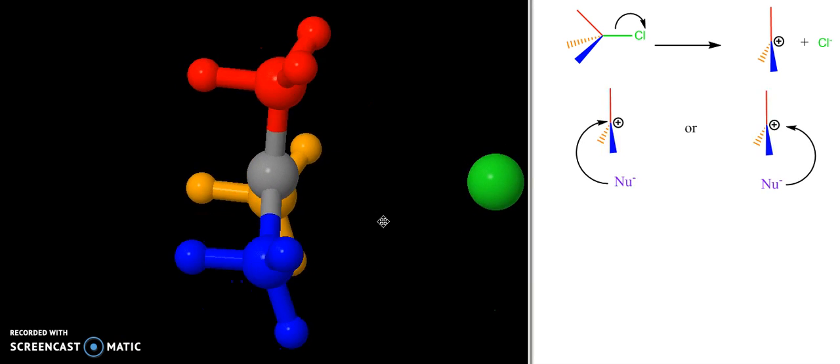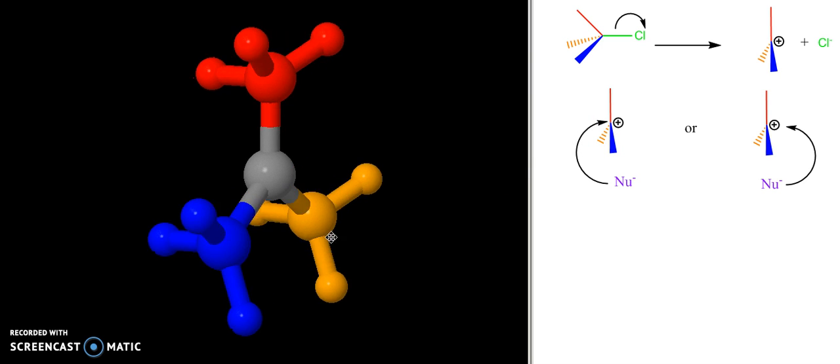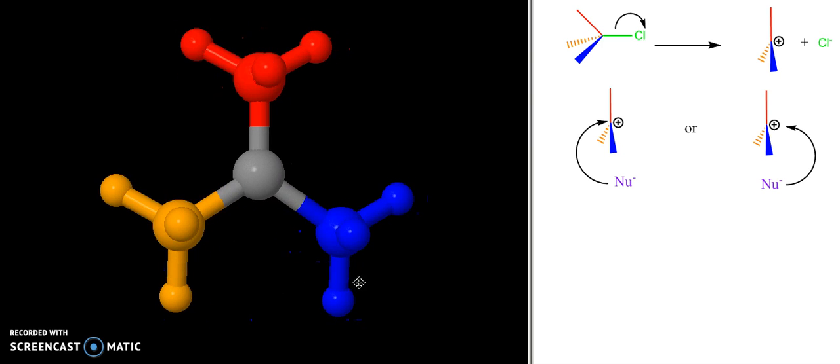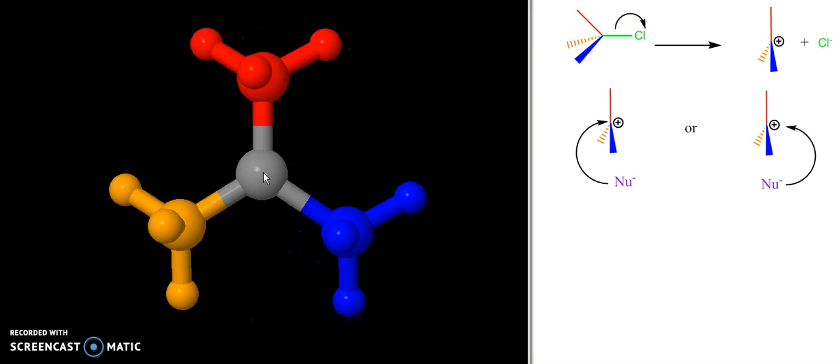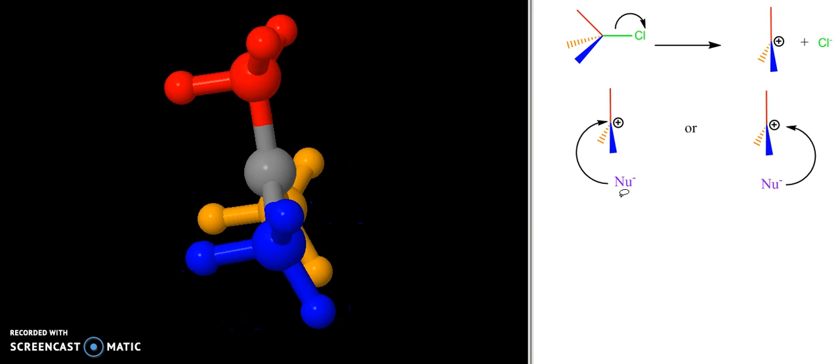Now that we have our planar carbocation, the next thing that happens is that a nucleophile comes in and reacts with the carbocation. Since this carbocation is planar, and since it looks basically the same from either side, if I look at my model, whether the nucleophile sees this side of the molecule or this side of the molecule, it's seeing essentially the same sp2 hybridized carbocation. So it can attack from one side, it can attack from the other side.